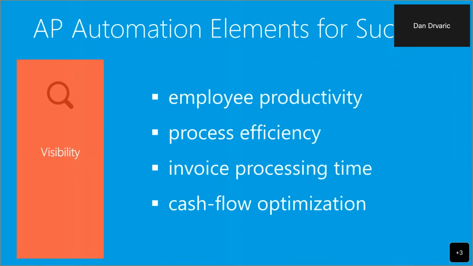When we talk about visibility, this involves employee productivity, process efficiency, invoice processing time. We want to reduce that invoice processing time so that you have time available to do things that are certainly more productive and more profitable for the company. And cash flow optimization. Accounts payable, we always need to know what's coming due, how much cash do we have to work with, and by speeding up that process, making it much more efficient, we have much better visibility of our cash flow.